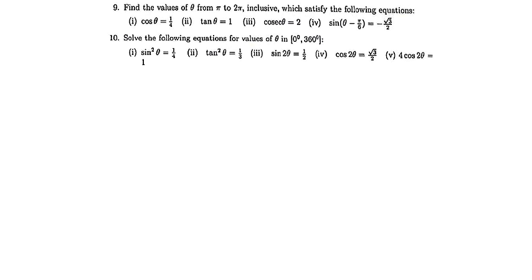Now we're on question 9. Question 9, we are told to find the values of theta from pi to 2 pi inclusive, which satisfy the following equations, right? How do we handle such questions? What do we do?